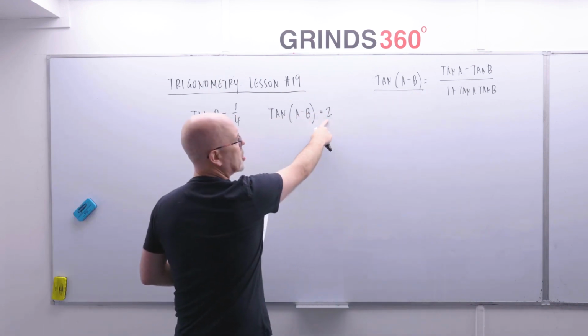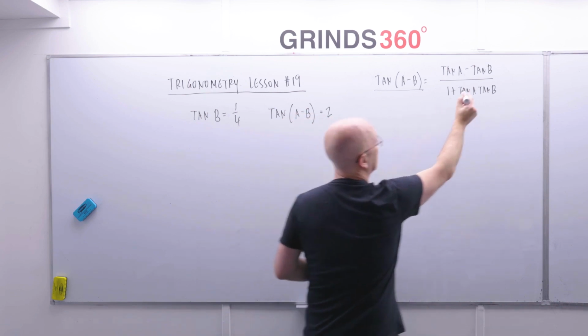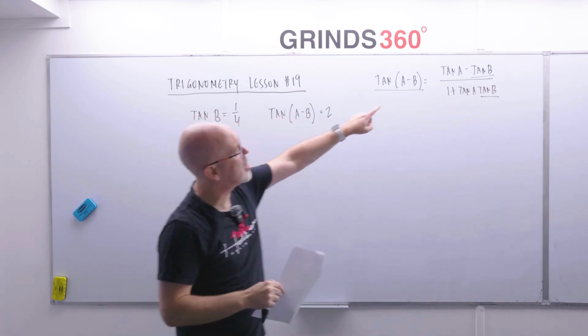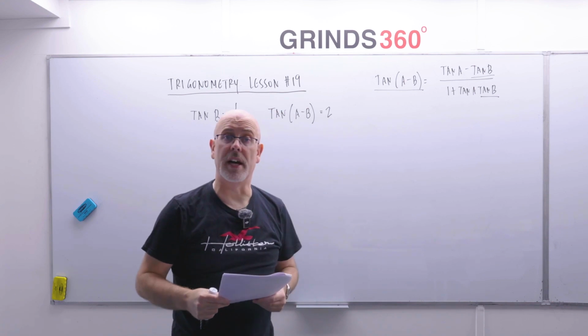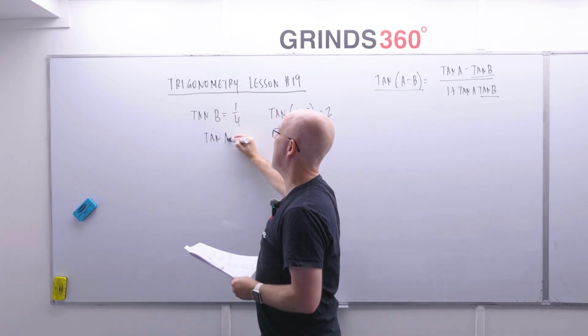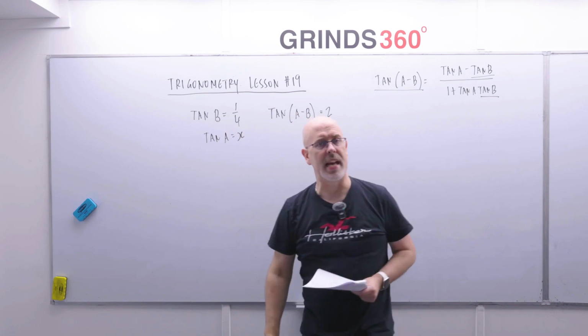So I know that's going to be the number 2, and I know what this guy is. That's going to be a quarter. The only thing I don't know is tan A, which is what I'm trying to find. So rather than keep writing it out that way, let me just call tan A x for a second.